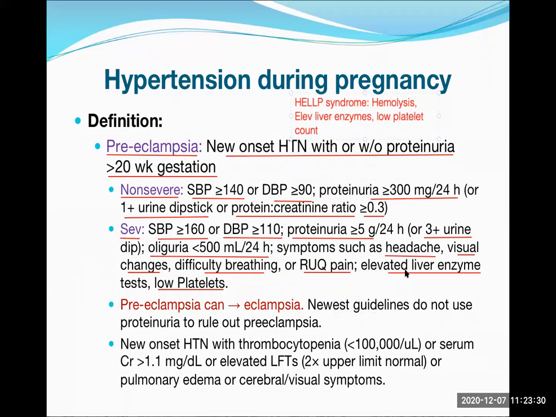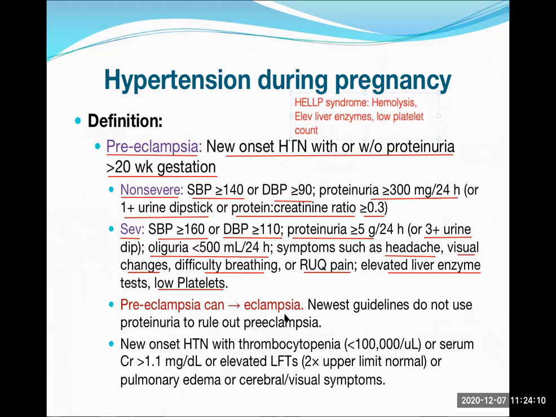Now let's come back to our slide here. What is written? Right upper quadrant pain. This is because of swelling of the liver. This is because of stretching of the Glisson capsule after swelling of the liver. This can occur in HELLP syndrome, or this can also occur because of heart failure. Elevated liver enzymes like SGOT and SGPT, they are high, or ALT and AST are high, and low platelet. When platelet count is less than 100,000 or 1 lakh, okay, we call it low platelet. So all of these are features of severe preeclampsia.